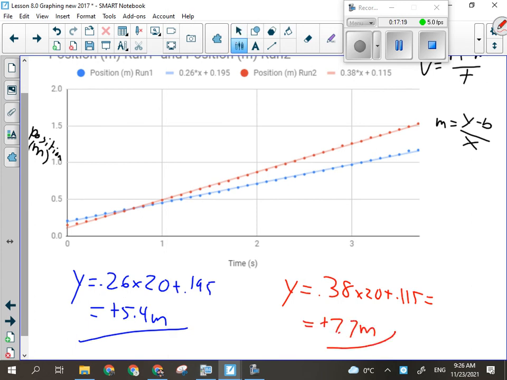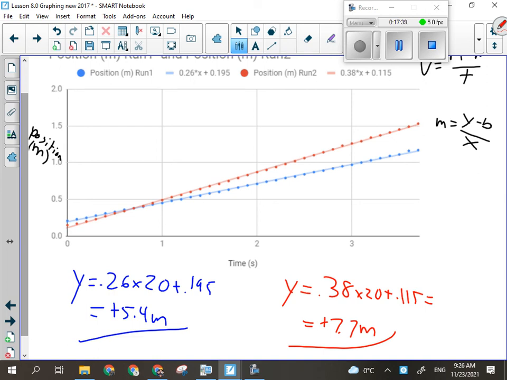And that makes sense. If I look at this graph, is run 2 faster or slower than run 1? Faster. Okay, it's a steeper line. Its slope is greater. It's going faster, so it should go further. Everybody all right with that?